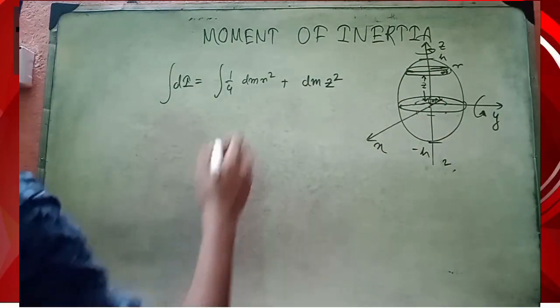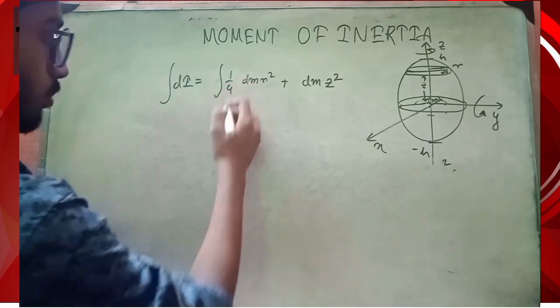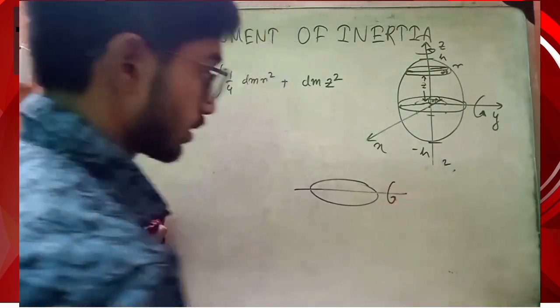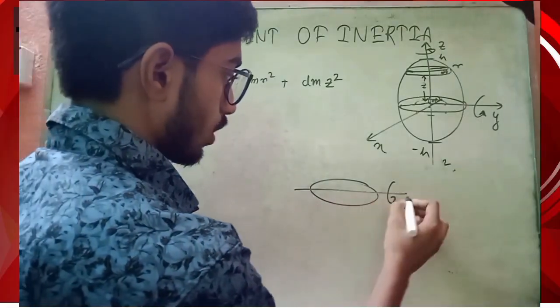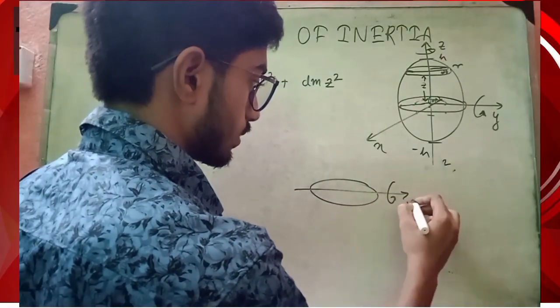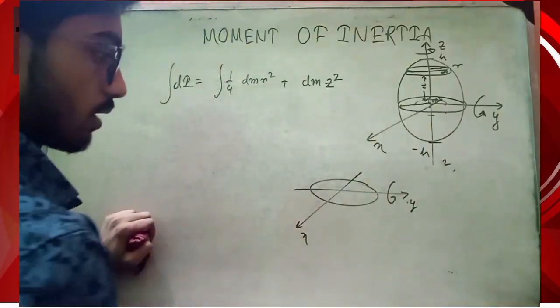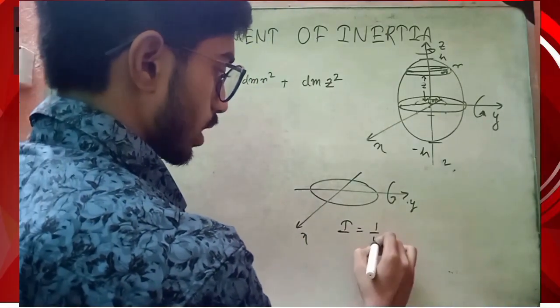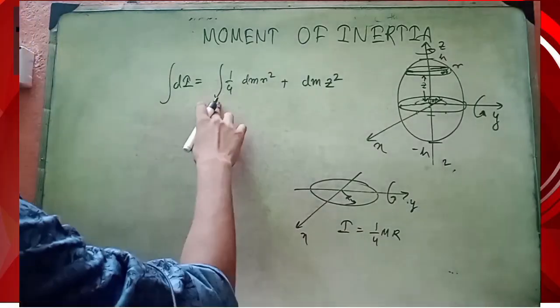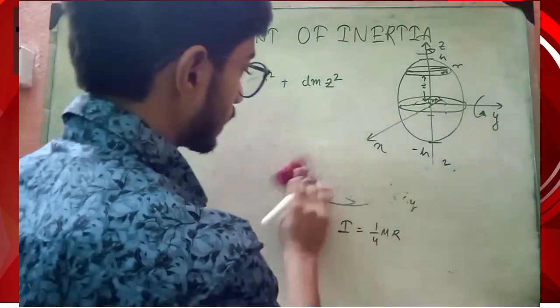Okay, so now the inertia is 1 by 4. Why? Because we calculated that when we rotate our disk along the z axis or along the x axis or y axis, let's say this is the y axis and this is the x axis, then we know that the moment of inertia I equals 1 by 4 m r square, where the radius of the disk is r. Okay, so that's why we write 1 by 4 dm r square plus dm z square.